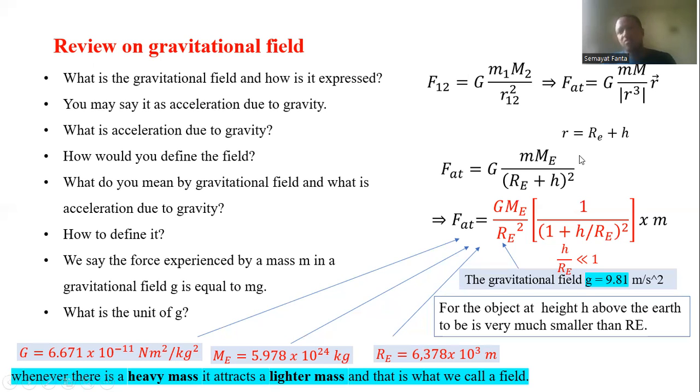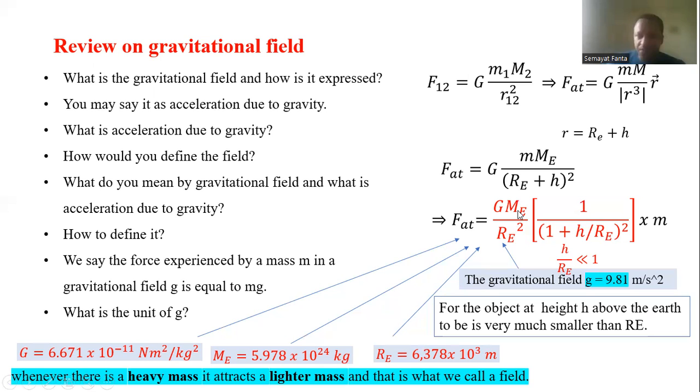In most cases, the object is at some height from the ground or on the surface of the Earth, so we have Earth's radius and then that height. Even if we consider 100 kilometers, the von Karman line, that is Earth's radius plus 100. Rearranging, taking the smaller mass, we have G times ME over RE squared, times 1 over 1 plus H over RE, the whole squared, times M, the mass of the object. Considering H over RE as a very small number, this part is negligible, so 1 over 1 is 1. We are left with G ME over RE squared.